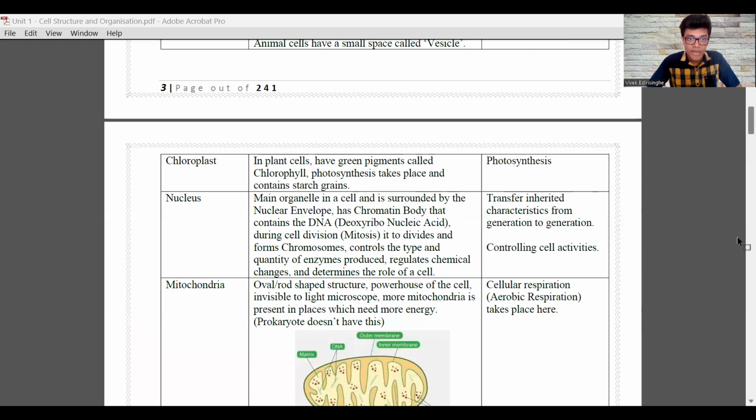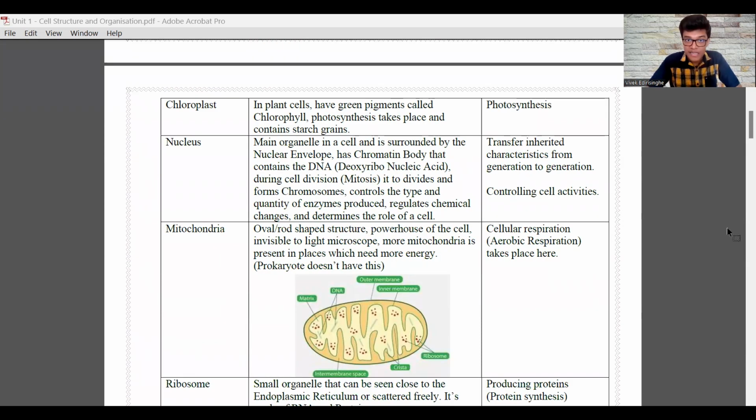Moving on to chloroplasts. Again, it is only present in plant cells and has a green pigment called chlorophyll. Photosynthesis takes place in the chloroplasts, and therefore you may find starch grains as well. So the main function of it is photosynthesis.